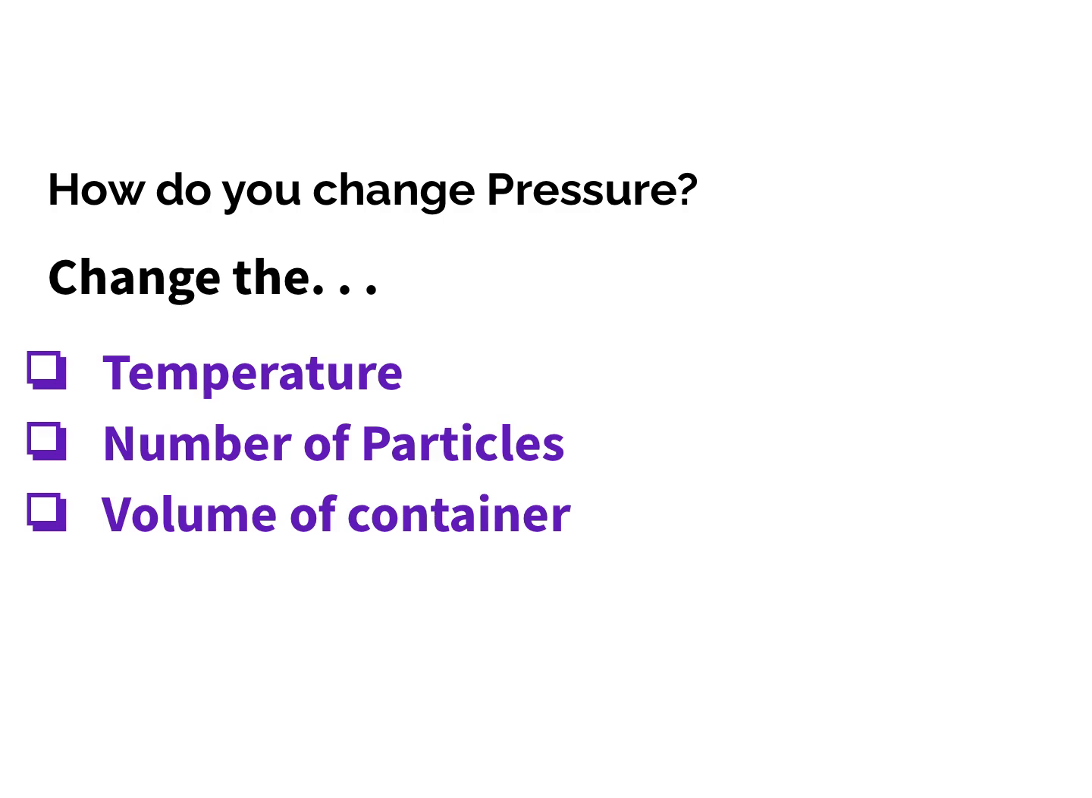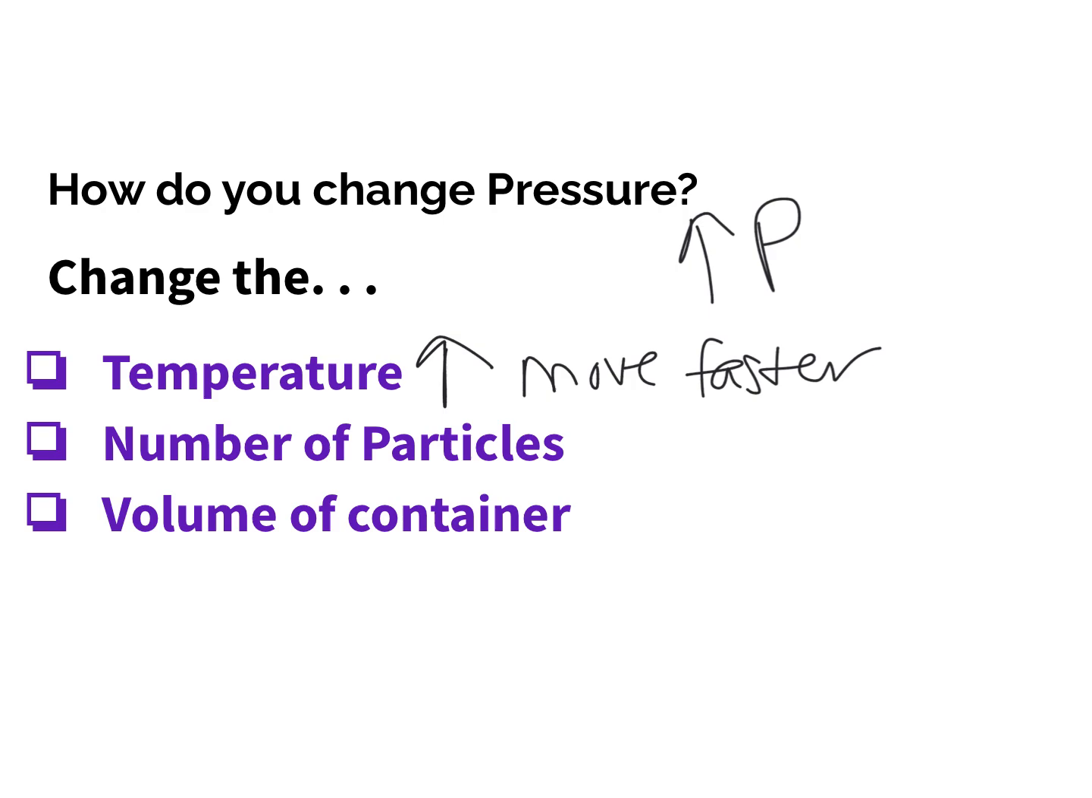If we want to increase the pressure, we're going to increase the temperature. That's going to make the molecules move faster. And if they're moving faster, there's more collisions with the container. We can increase the number of particles. The more particles we have inside the container, the more collisions we're going to have, the more pressure we're going to have. We can decrease the volume of the container by decreasing the space those molecules have to move. There's more collisions and a greater pressure.